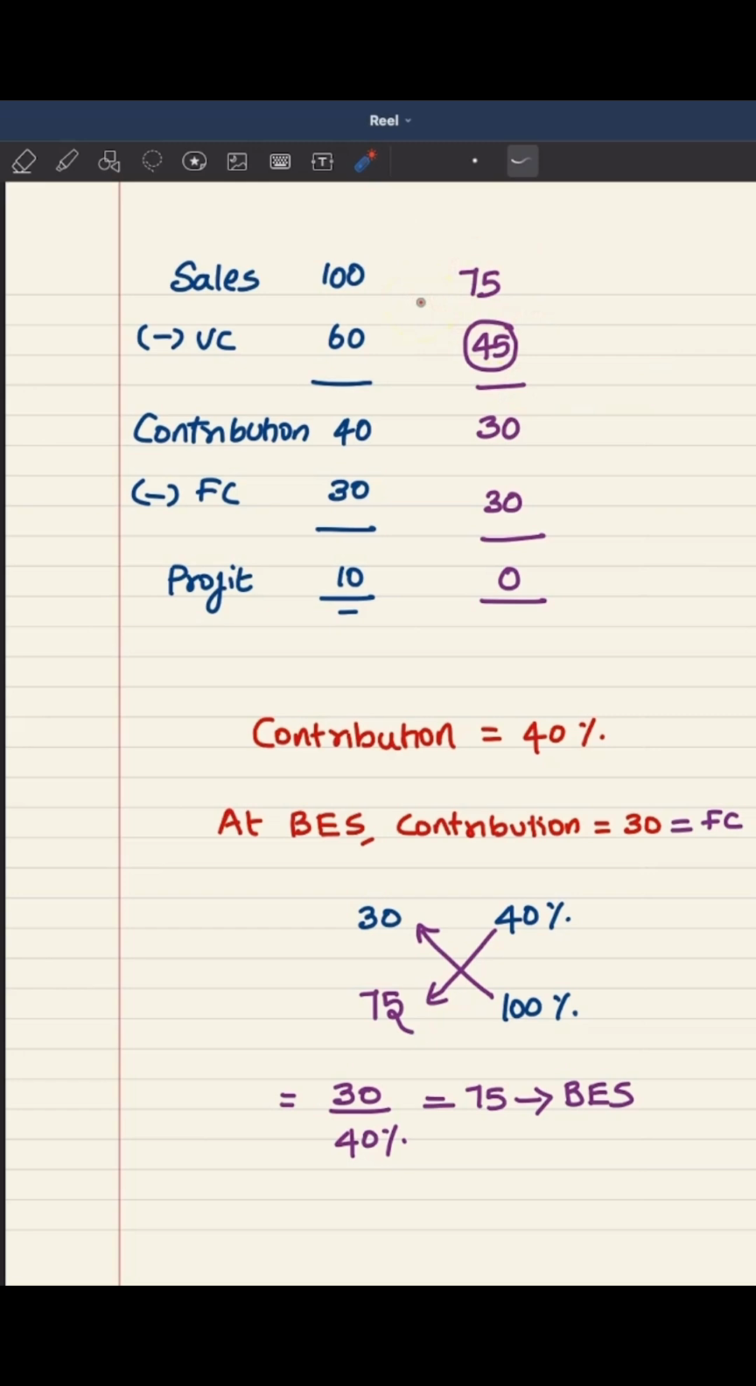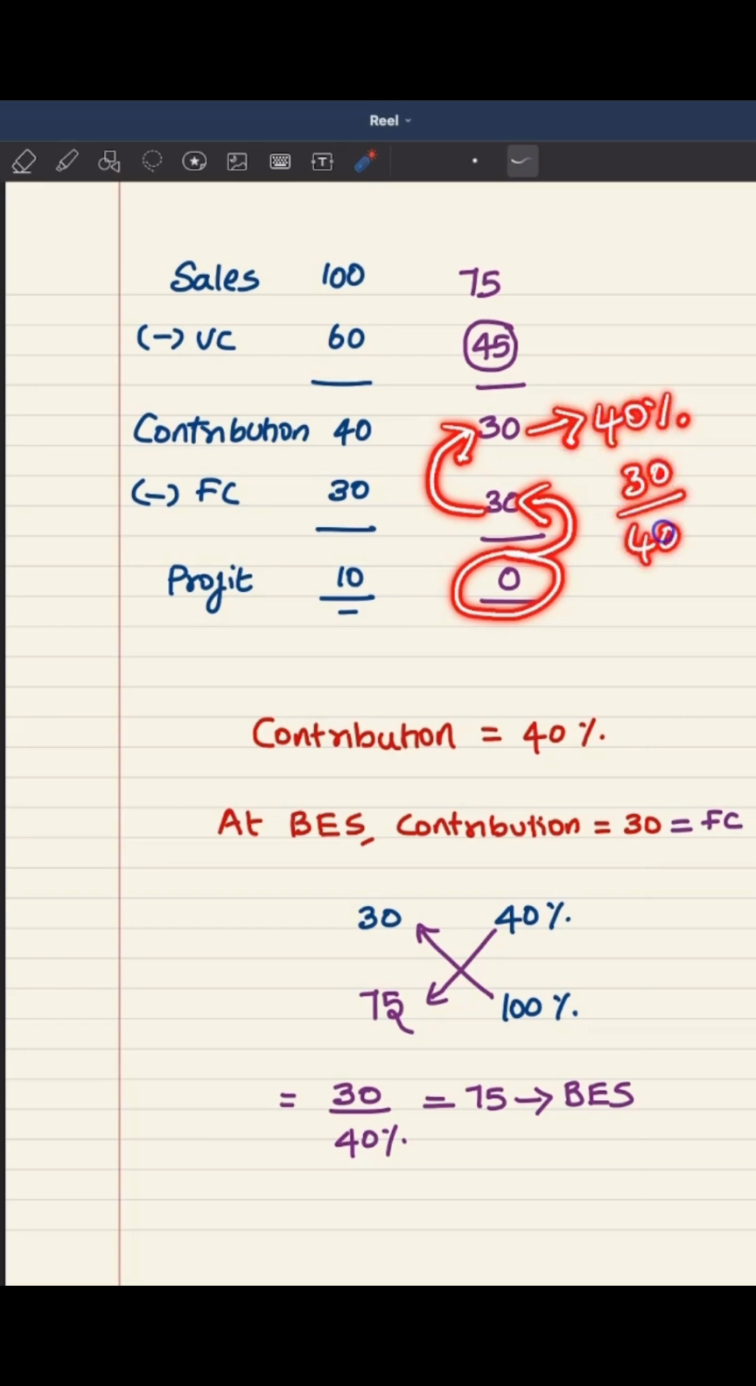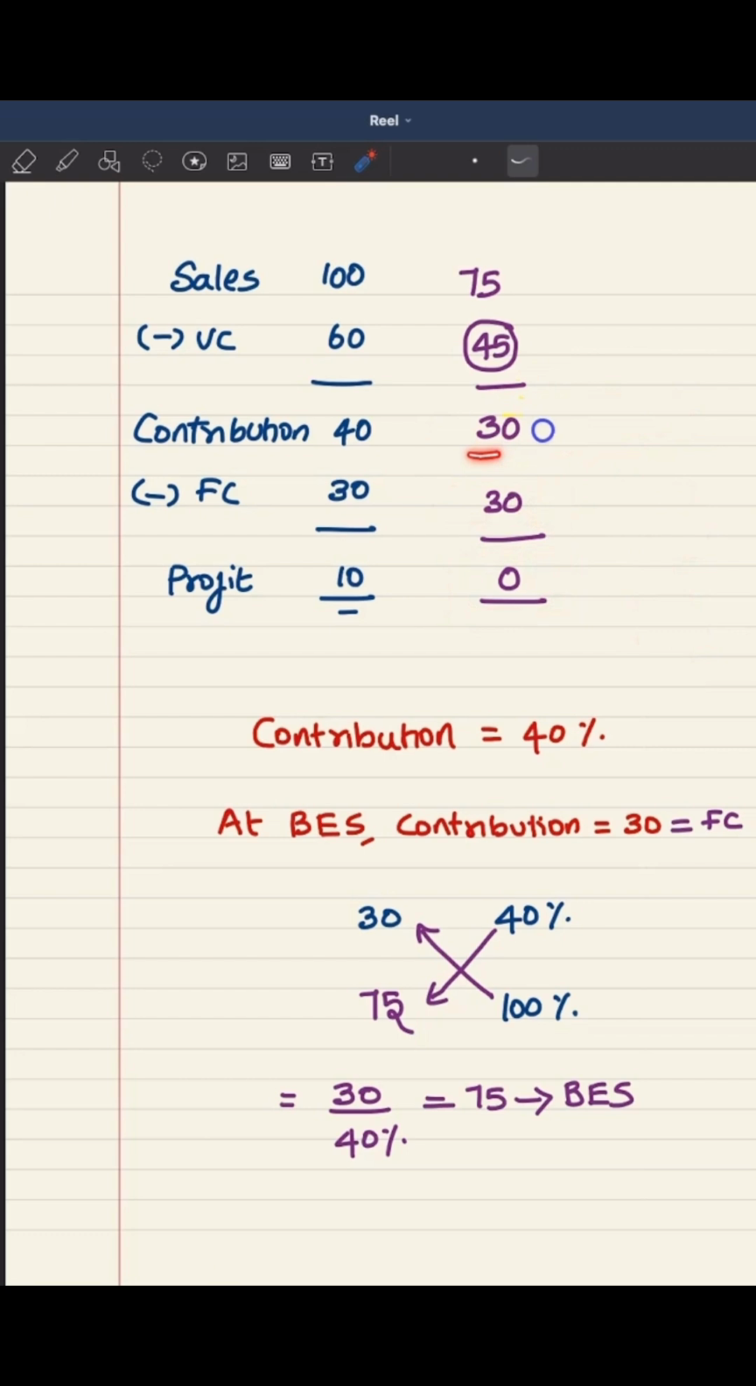And how did we start? We started with this understanding: at break-even sales, profit or loss is 0. And how is it made possible? It is made possible by deducting the fixed cost of 30 from contribution, which is also supposed to be 30, and this 30 is basically 40% of sales. So what we did, we equated this 30 with 40%, which helped us to find out 75, which is the break-even sale.